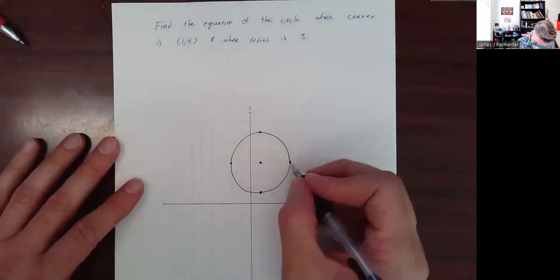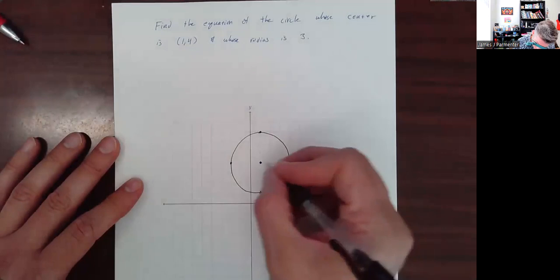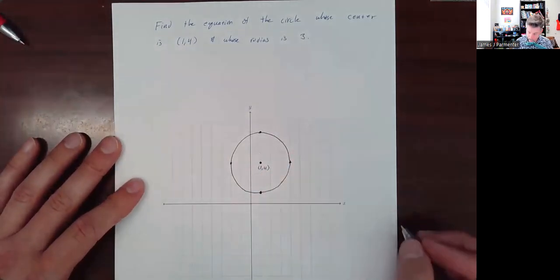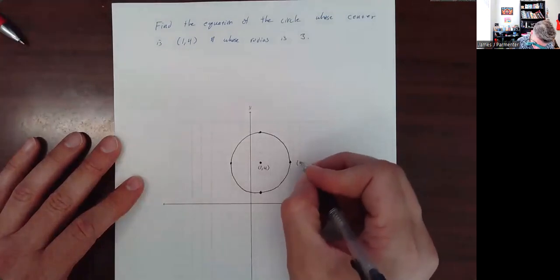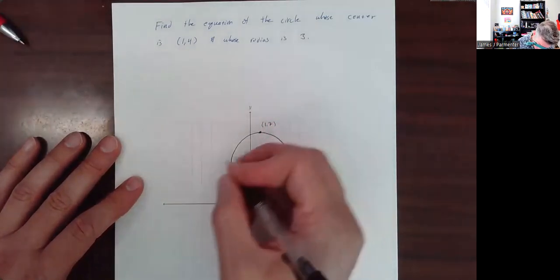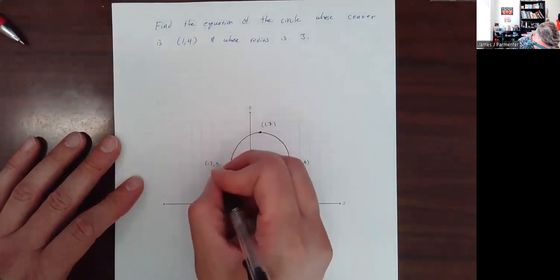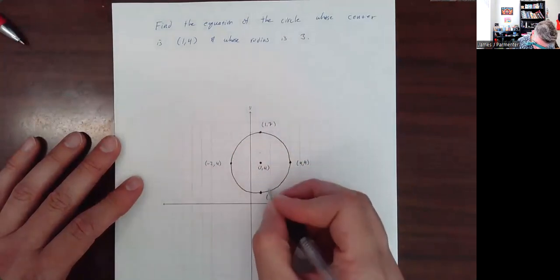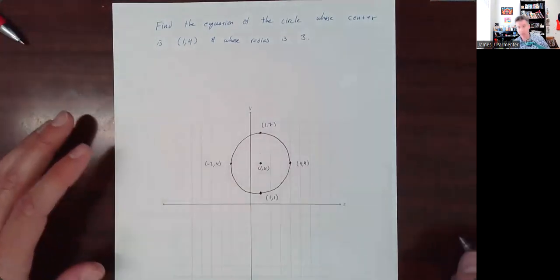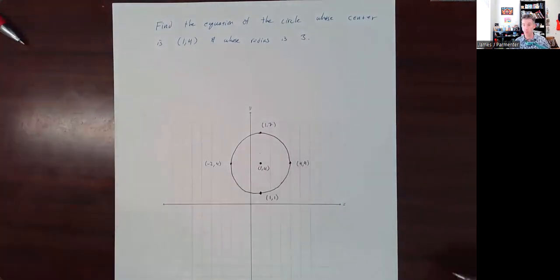And I want to point out, any point on the circle, right? So here's the point 1 comma 4, which is not on the circle. 3 to the right is the point 4 comma 4. 3 up is 1 comma 7. 3 left is -2 comma 4. 3 down is 1 comma 1. You don't have to label these other points. I just like pointing out what they are.